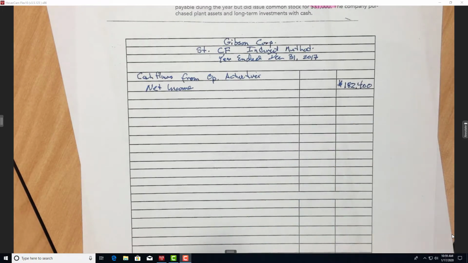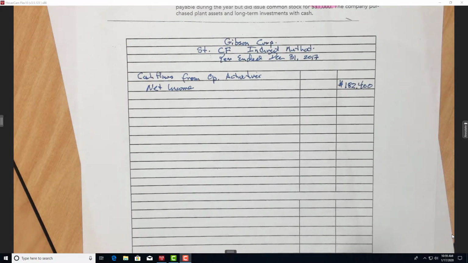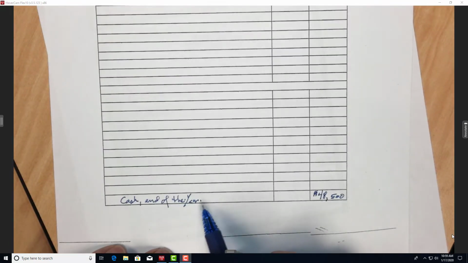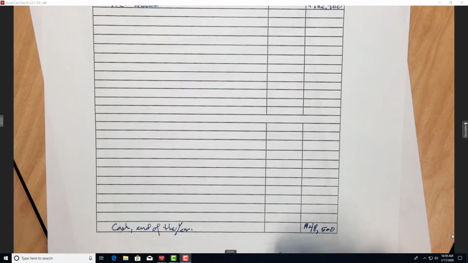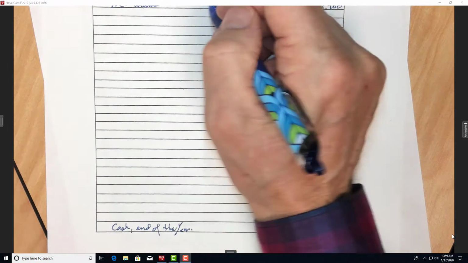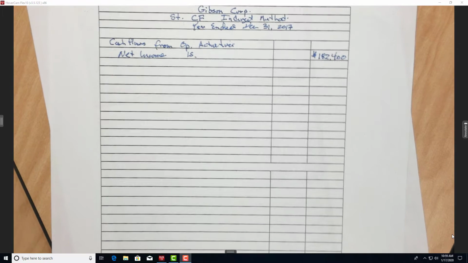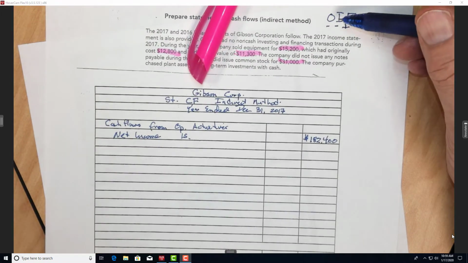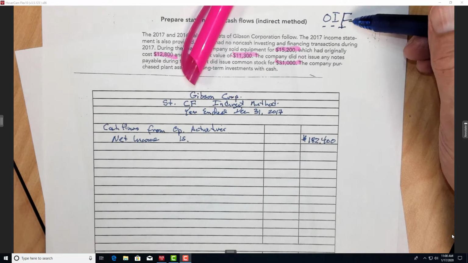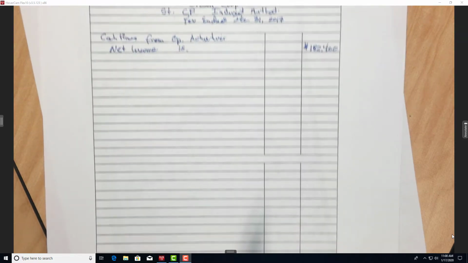The other thing I'm going to do is come to the bottom and say the cash at the end of the year. That was on the balance sheet, and that was $48,500. So that was the cash at the end of the year. So we put the net income, which was from the income statement, and we have the cash at the end of the year from the end of the year balance sheet. What we're going to do now is look at operating activities, investment activities, and financing activities for the company for the year.